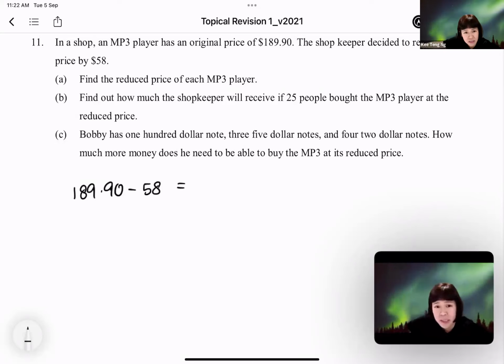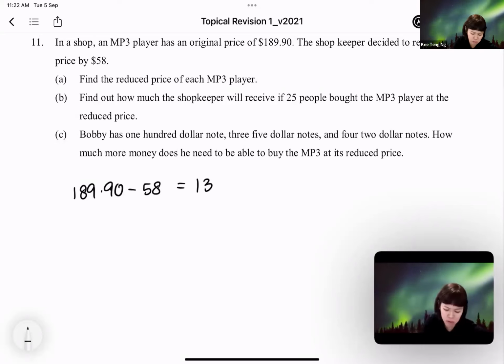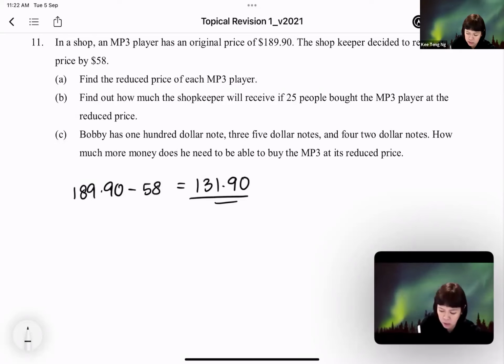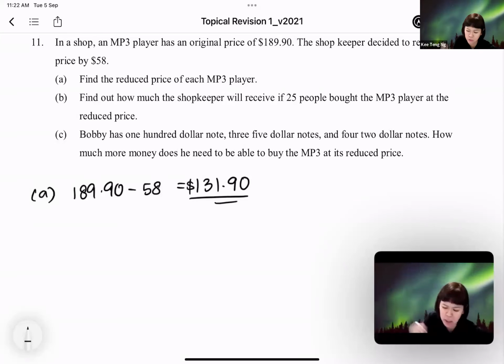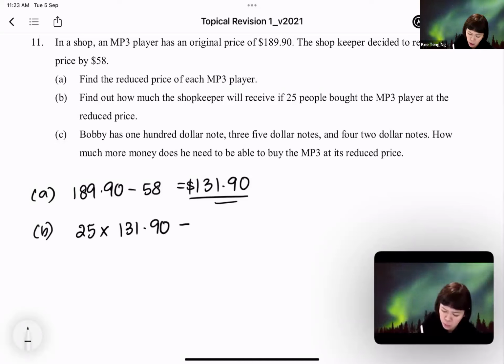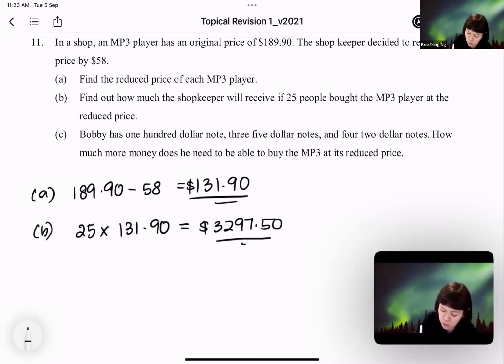Answer, please. 131.90. Money, dollars and cents, 131.90. So this is part A, reduced price. Part B, find how much the shopkeeper will receive if 25 people bought the MP3 player at the reduced price. So take 25 multiplied by the reduced price. 3297.50. Yes, thank you. Remember to write the 0 for money.